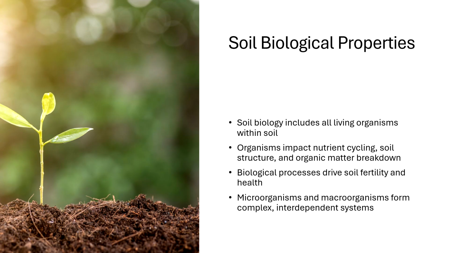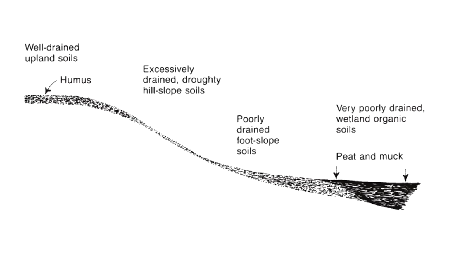As explained by the author of your textbook, the biological components of soil are what truly make soil a living, dynamic system rather than just a mineral medium. When we consider soil fertility and plant productivity, it is often the unseen biological activity that plays the largest role. Without these organisms, soil would be less capable of supporting crops and natural ecosystems. This figure looks at a topographical sequence of soils in a humid temperate climatic zone.